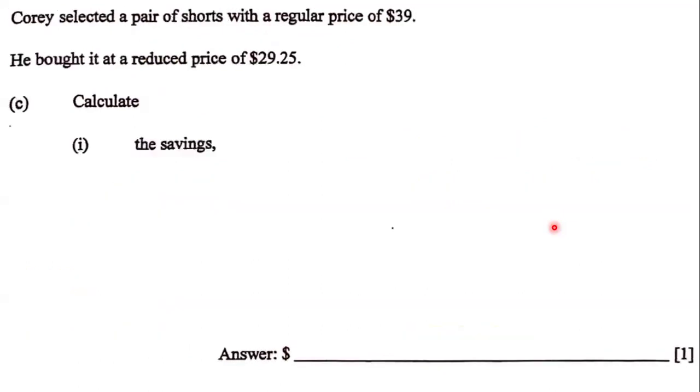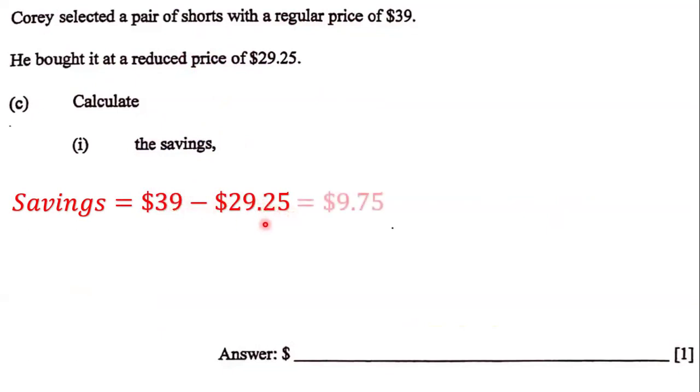Next, the question states that Corey selected a pair of shorts with a regular price of $39. He bought it at a reduced price of $29.25. Calculate his savings. And so for his savings, we just have to subtract. It was $39, that's the regular price, but he bought it for the reduced price of $29.25. And when we subtract them, we get $9.75. And that was the amount of his savings. That's the amount that he saved.